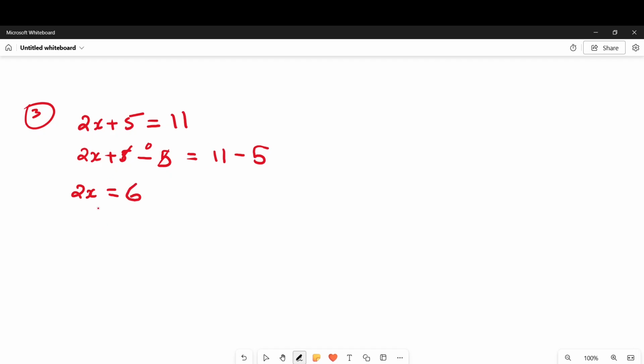So what we will do next, again see a 2 is here, so we need to remove the 2 from here and only x should be left, and only then we will get the value of x. So here what we do, divide by 2 on both sides. Then what will happen? 2 divided by 2 is 1, so x will be left here. 6 divided by 2, what will happen? It's 3. So the final answer is x is equal to 3. This is the solution of the above mentioned equation.